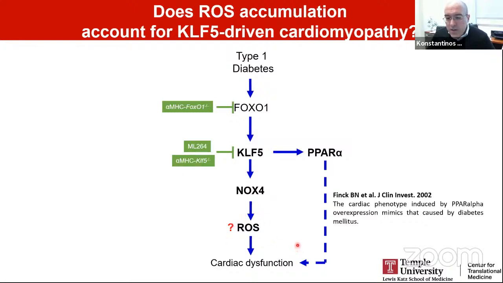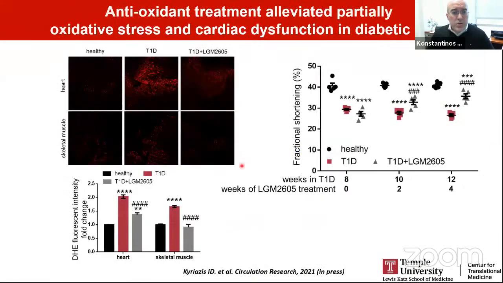Although I'm not very excited about this possibility, because antioxidant therapies in diabetic patients did not really improve survival or cardiac events, we wanted to test whether oxidative stress, at least in mice, accounts for cardiac dysfunction in cases where KLF5 is upregulated. So we used a ROS scavenger, a drug that we got from our collaborator at UPenn, Melpo Christofidou, and we treated diabetic mice with this drug.